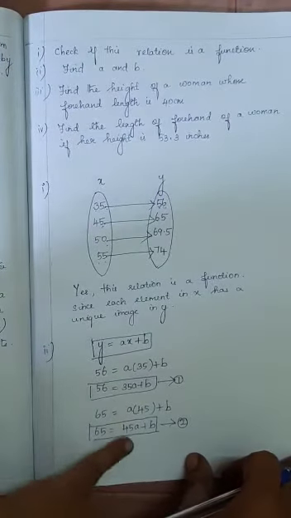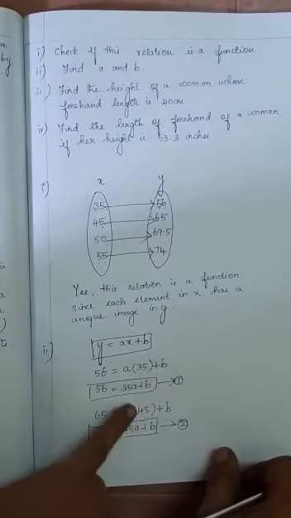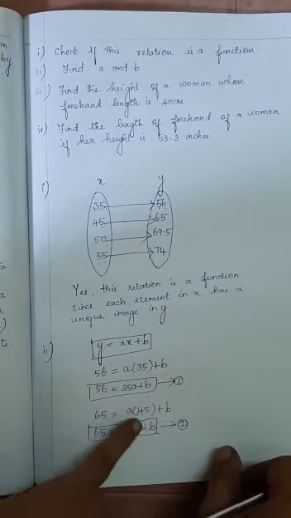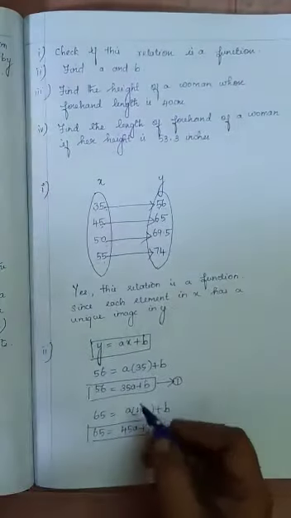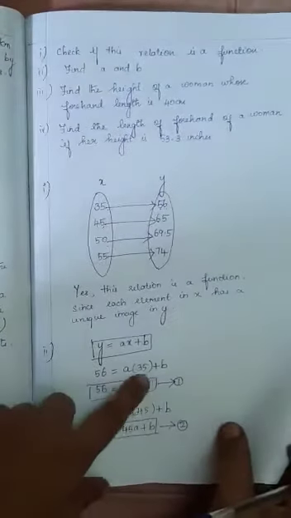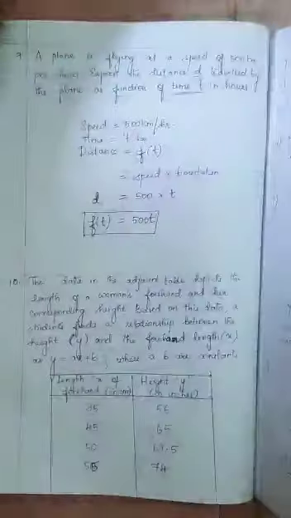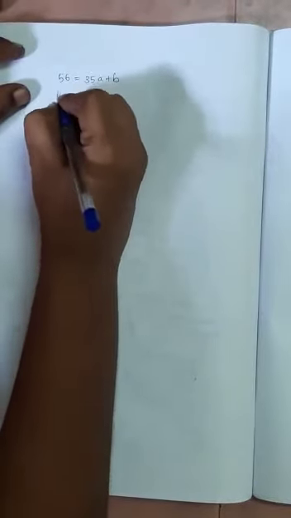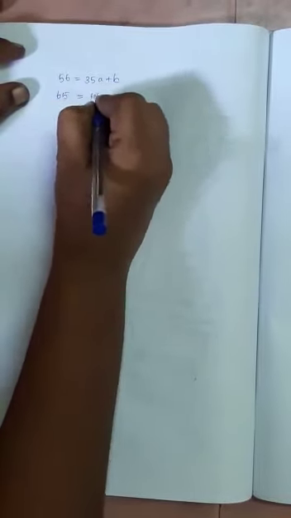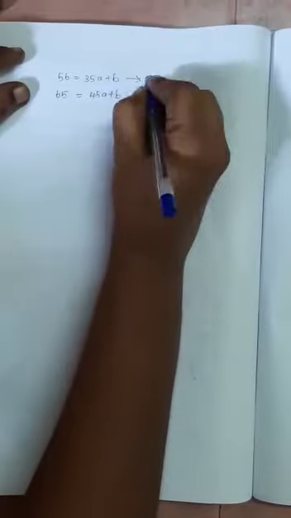So in order to solve this, I have to cancel any one variable. I am going to cancel this B because the coefficient of B is the same here, only the sign we want to change in order to cancel that. So see here, I'm going to write the two equations. 56 is equal to 35A plus B, and the second equation is 65 is equal to 45A plus B. These are the two equations, first equation and second equation.